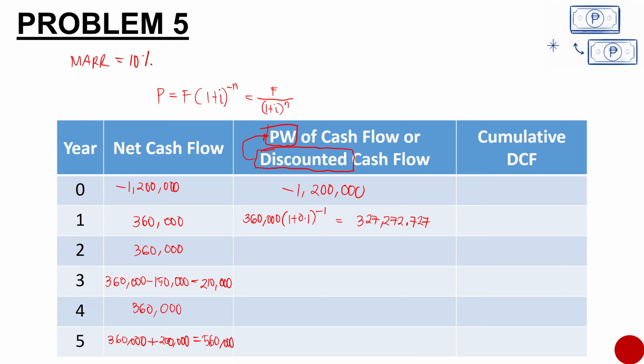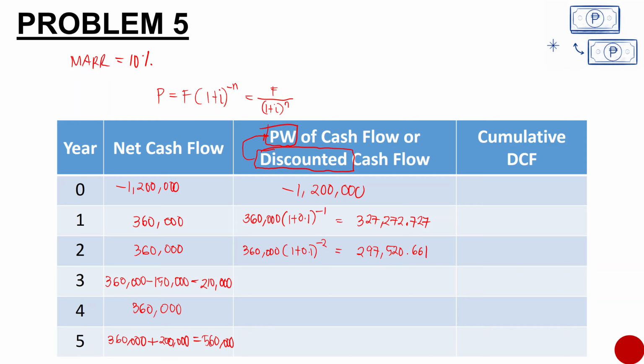Next is at year 2, we also have our 360,000. So we just discount this. By discount again, we mean that we are getting the present worth of that. So 1 plus 0.1 raised to negative 2. And the present worth of our 360,000 pesos at year 2 is equal to 297,520.661.